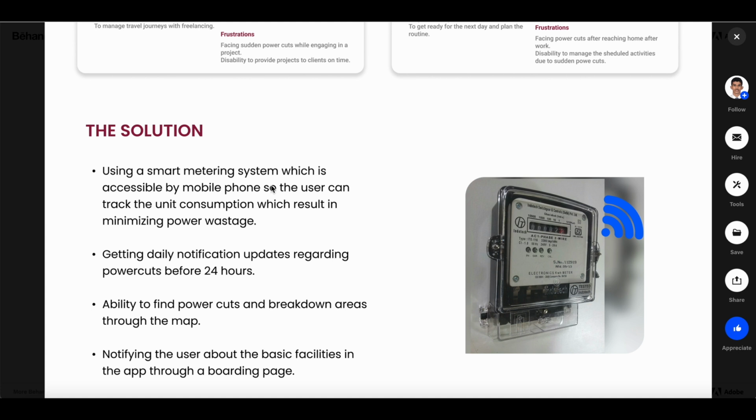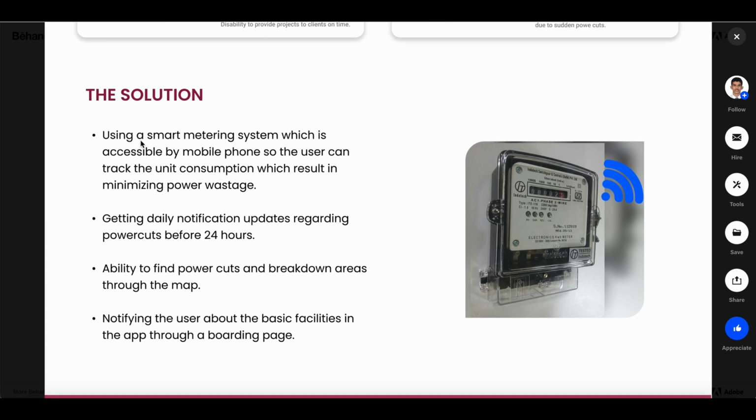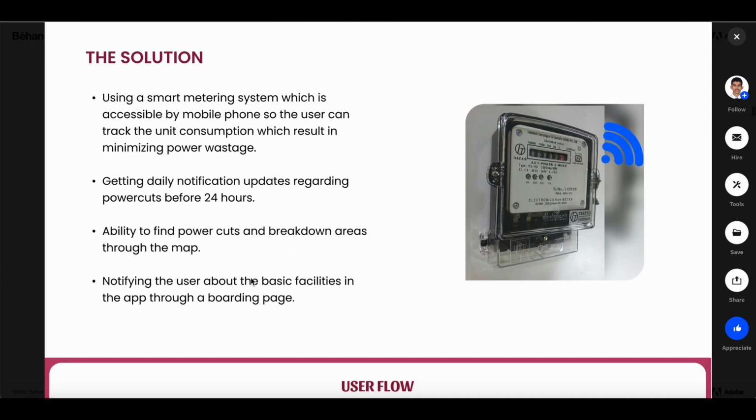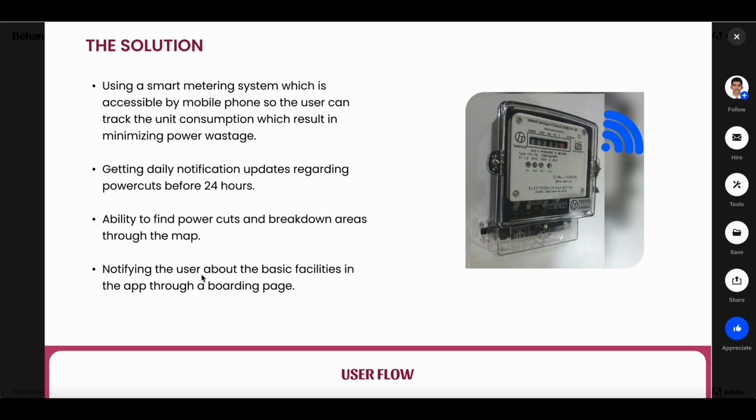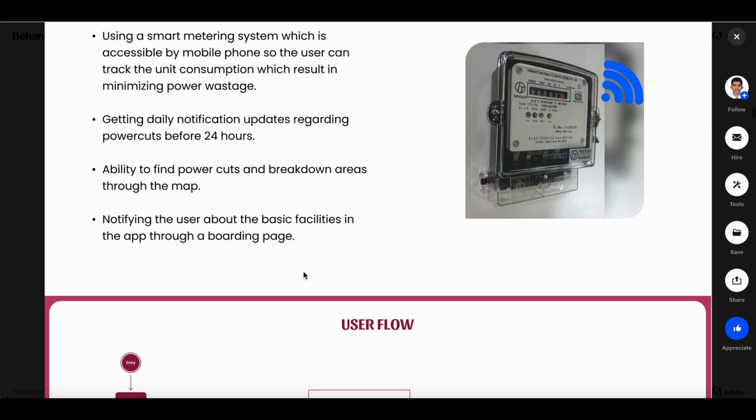Now he has come to the solution part. The first thing is he has proposed a smart metering system, which has nothing to do with this application. And the second, third and fourth points are things designed to improve the user experience of this particular application: getting daily notifications, showing the map view for the power outages, and notifying the users about the basic facilities in the app through onboarding usage.